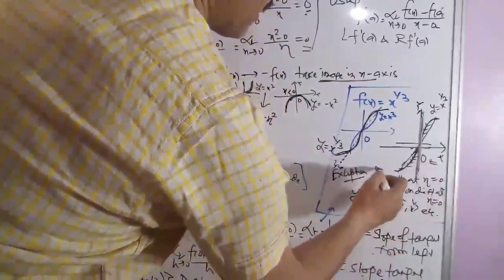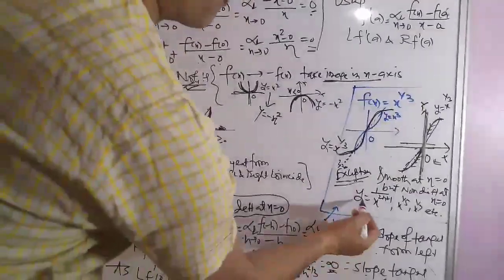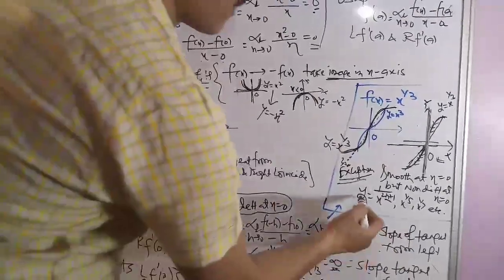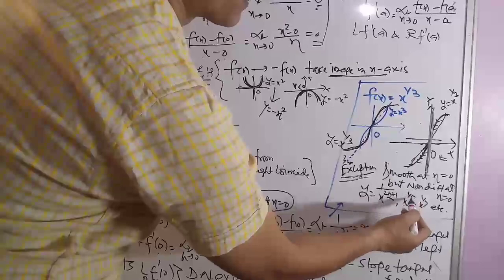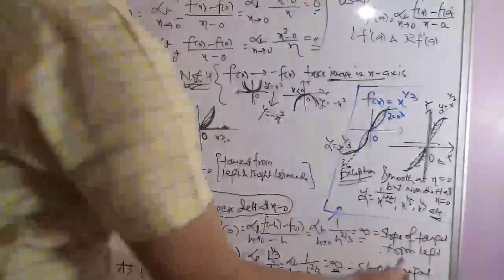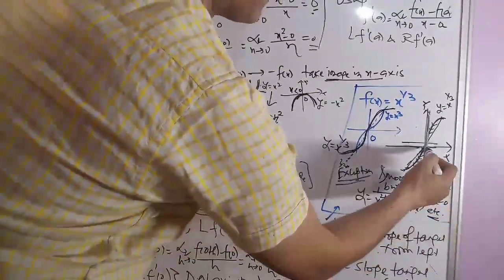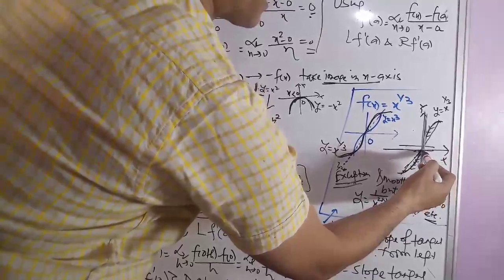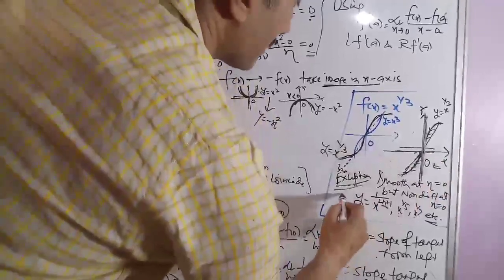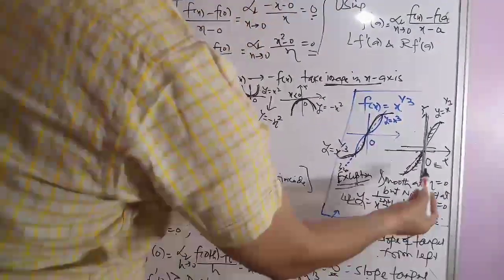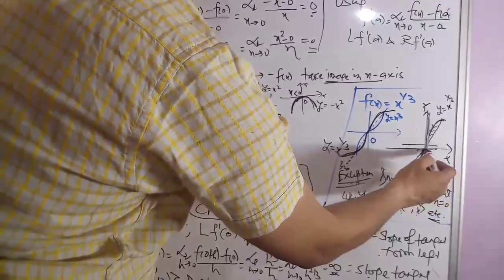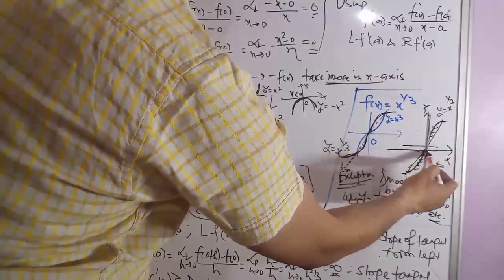Here is an exceptional case: y equal to x to the power 1 upon (2n plus 1), where 2n plus 1 means an odd integer. Y equal to x to the power 1 by 3, y equal to x to the power 1 by 5, y equal to x to the power 1 by 7, etc. For all these curves, the curve is smooth at x equal to 0 but not differentiable at this point. This is the exceptional case. The function is smooth at 0, not a corner point, but the function is non-differentiable at x equal to 0.